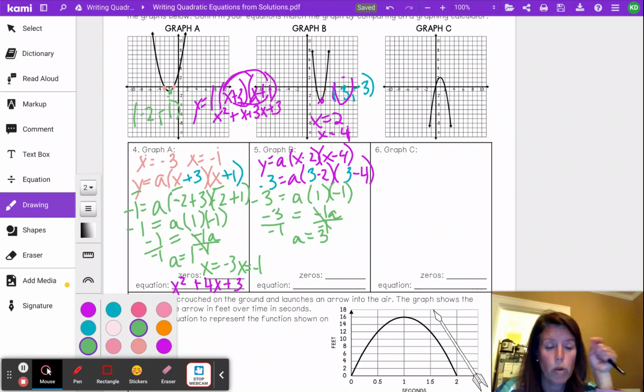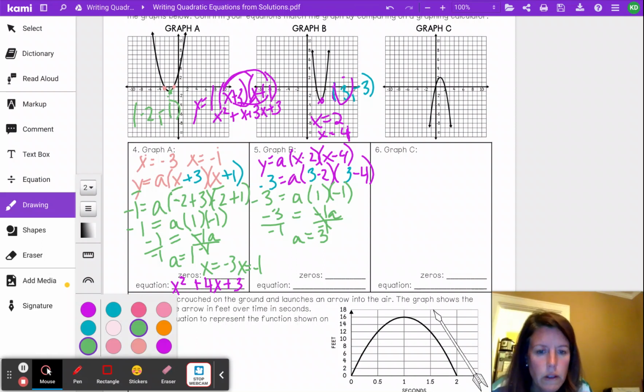Okay, so here is what I wanted you to see where your leading coefficient is a number greater than 1. So if we were to rewrite this equation, what I'm going to do is do this equation right here, but I'm just going to put 3 in the front. So I'm going to take out that a and I'm going to write 3 times x minus 2 and then x minus 4.